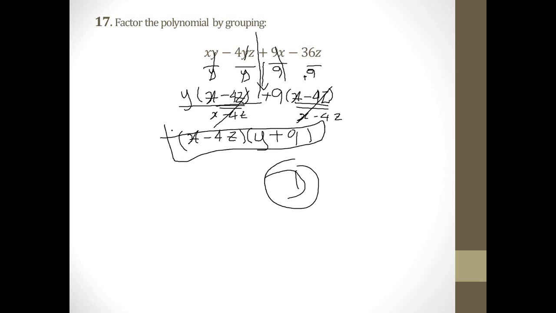In your booklet, it appears that you have Y plus 9 first and then X minus 4Z, but as we discussed earlier, it wouldn't make a difference because we are talking about multiplication. 2 times 3 is 6. 3 times 2 is still 6. Any other questions? Actually, any questions at all? None? Okay, let's move on to the next question.